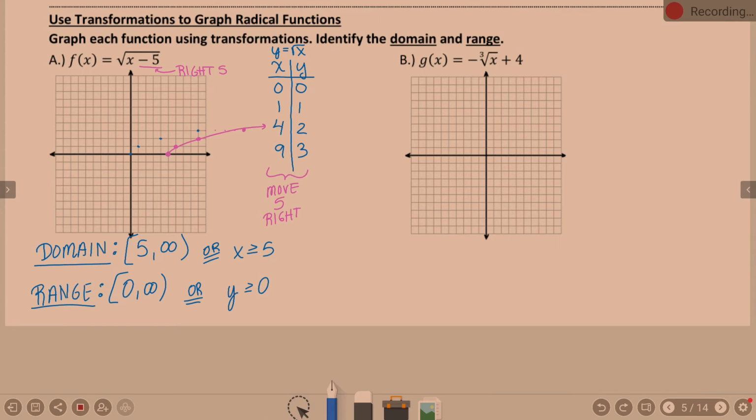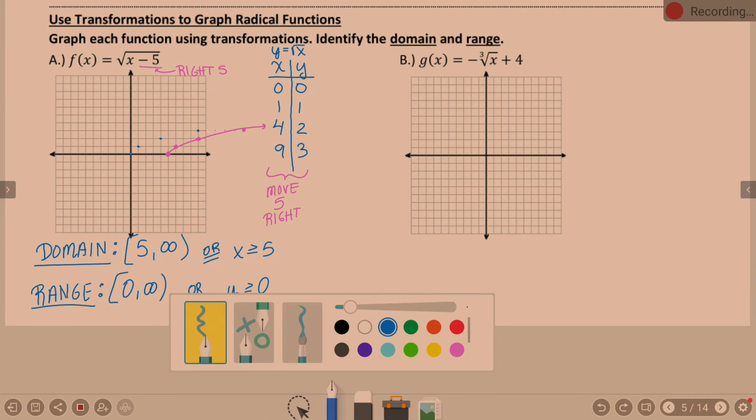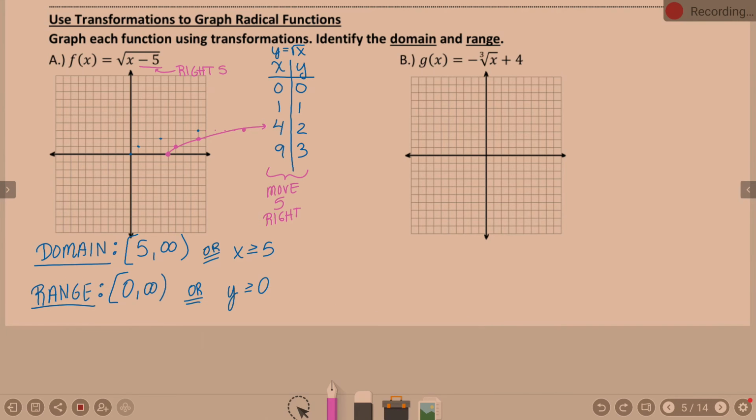Okay, questions there? That's similar to what we did with parabolas. We did that with absolute value v's. We've done that with several things throughout this year, so should be familiar. Okay, B.